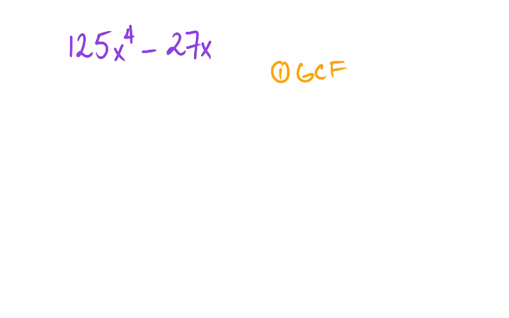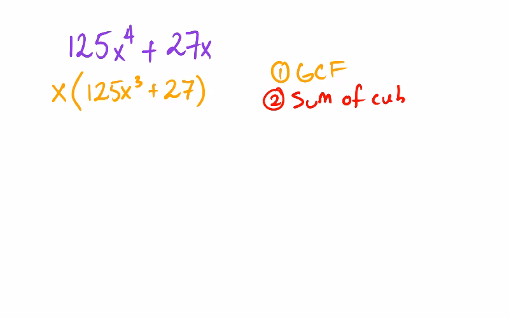Let's try another one. So let's go with 125x to the fourth minus 27x. Remember, the first step always when you're trying to factor is you want to take out the greatest common factor. And so you take out the GCF, and in this problem it's going to be x, and then it leaves you with 125x to the third minus 27. Actually, let's make this problem a plus, because on the last one we did a minus. And so then it is a perfect cube, 125, and 27 is also a perfect cube, and so we can factor by doing a sum of cubes if you're looking inside the parentheses.